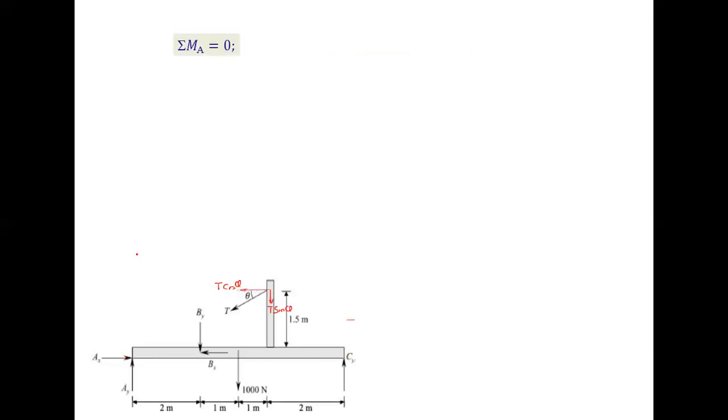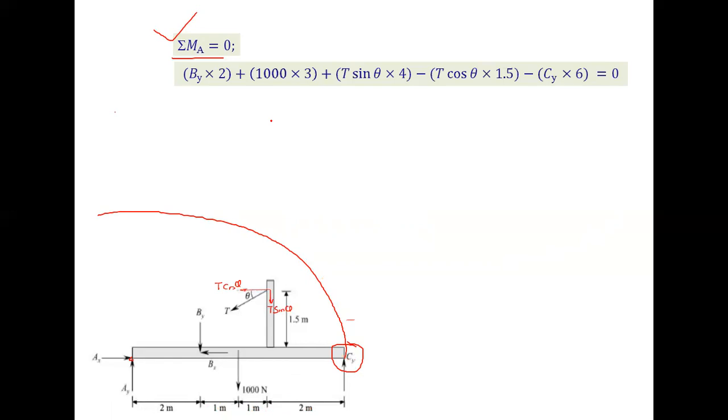Okay, so let's apply the moment balance about the hinge support, and this hinge support will give you the value of CY. Okay, how? Let's find. So if you apply moment balance about A, then what will happen about this point? That means you will get a moment because of this CY, and the moment value will be CY into 2 plus 1 plus 1 plus 2. That means 4 plus 2, 6. Okay, 6 into CY, right? So 6 into CY. Fine.